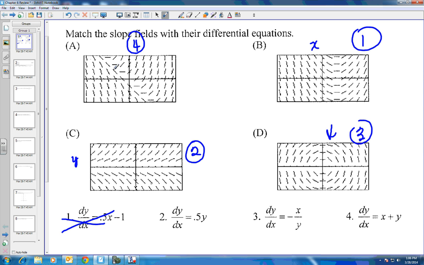Now, if I totally forgot all of those little shortcuts, we could pick a point, like the point (1, 0), plug it into my derivative, and see what the slope is and see if that little line matches up with the slope that I just found. That's the long way, but we could do it. Okay? So, any questions on that part?